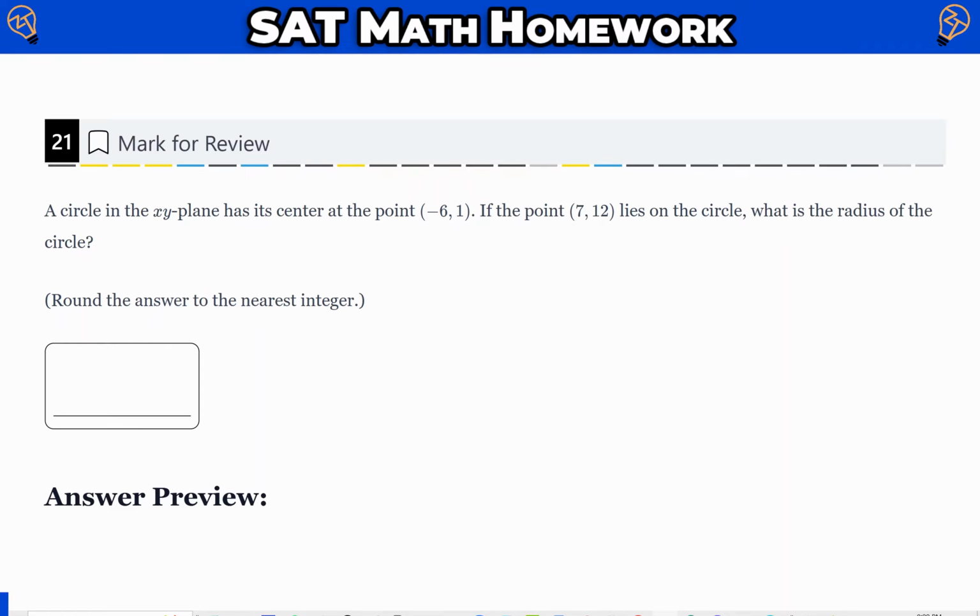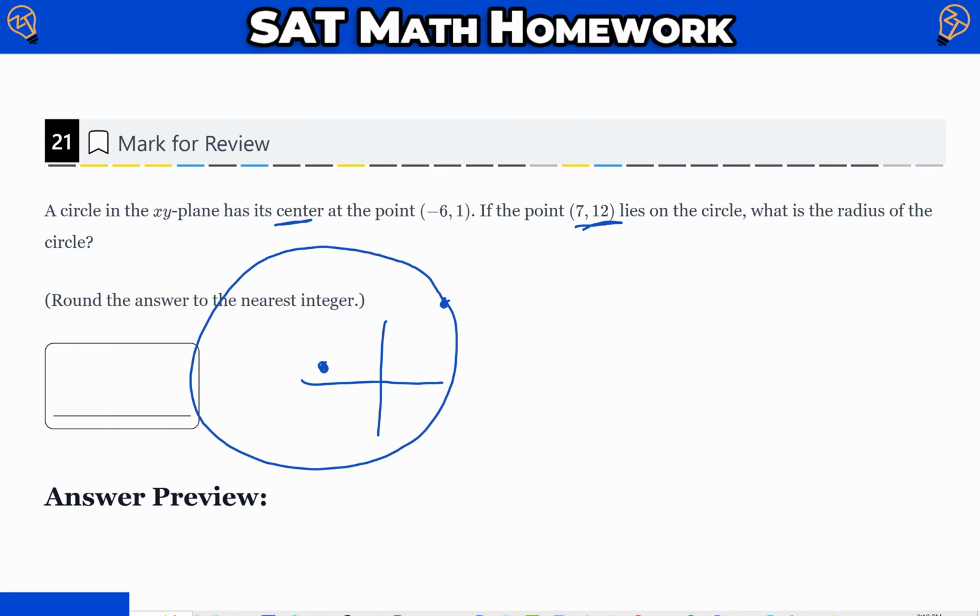So I always recommend giving yourself a bit of a visual, if nothing else. If you're not sure what to do, just do a quick sketch. (-6, 1) is going to be around here, (7, 12), I don't know, here. And notice they're saying that this point is the center, and so this is just a point on the circle. So that means if I do a very rough sketch, this is what we have going on there.